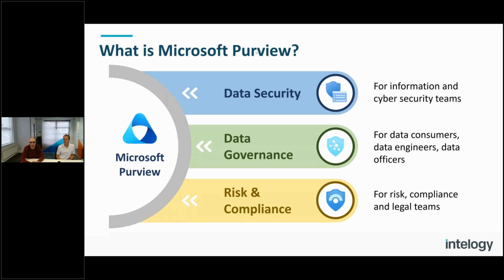So starting at the bottom, risk and compliance, designed to manage the critical risks and help organisations align with regulatory requirements. Then data governance, which provides a set of tools aimed at data professionals like engineers and officers. And then obviously today's topic, data security, allows us to implement different layers of protection to secure data across its life cycle, and that's wherever that content lives. So data security is made up of data loss prevention, information protection, insider risk management, and information barriers.